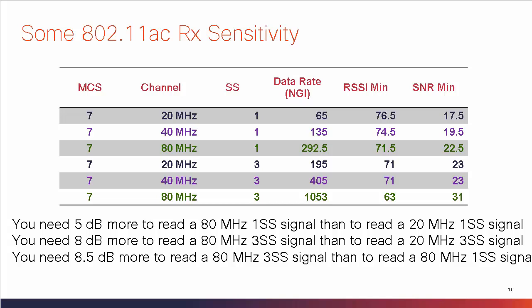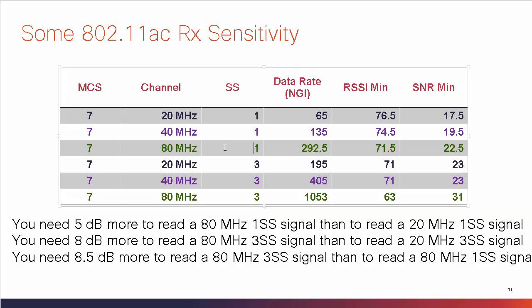And that logic is that if you look at a 20 MHz transmission, for example, for one spatial stream, you need a minimum signal of minus 76.5 dBm, and you need a minimum signal-to-noise ratio of 17.5 dB. That is to say, your useful signal must be 17.5 dB better than the surrounding noise. With 17.5 dB, you can know what is being sent. But if you look at the same table and you look at the 80 MHz line, so this is the same one spatial stream transmission, but this time you're using an 80 MHz wide signal instead of a 20 MHz wide signal.